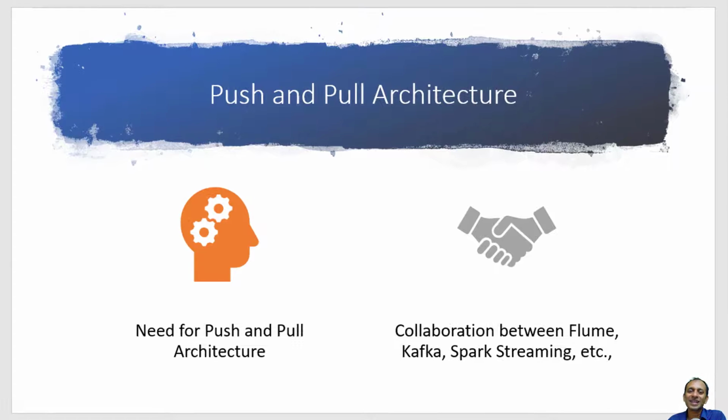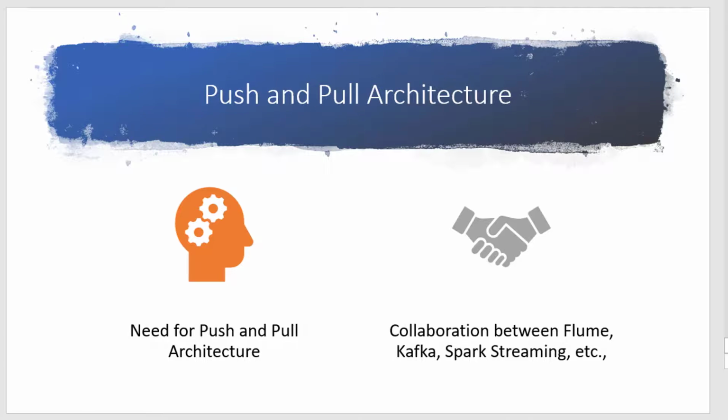Hi, let us have a quick understanding on push and pull architecture. To get a better understanding on push and pull architecture, we need to find the difference between Flume and Kafka. Earlier we learnt about Flume, where it's going to have three components: the source, channel and sink.